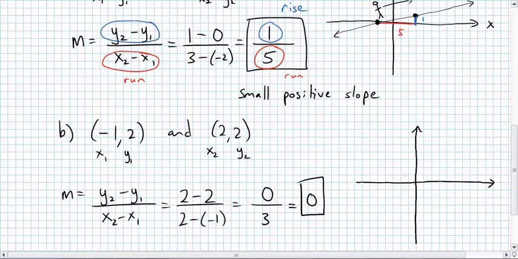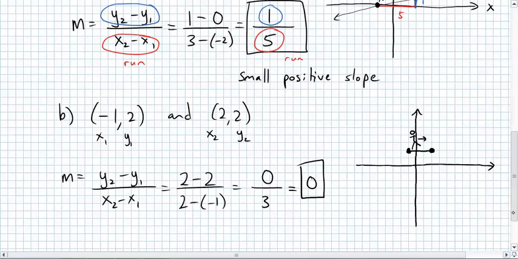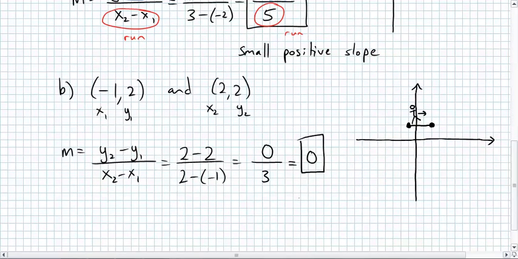Okay, so I'm starting from the point -1, 2. I'm going to the point 2, 2. And if I walk along this line between those 2 points, then there's no slope to that line at all. The ground is flat. We call this 0 slope.